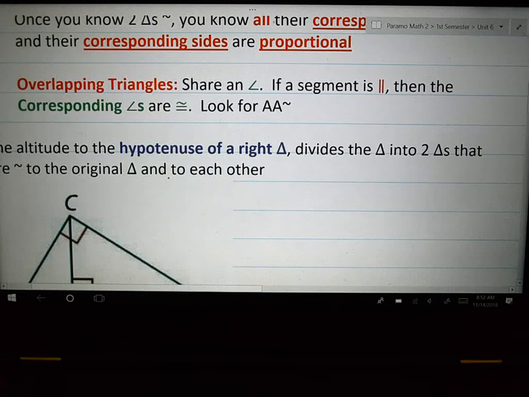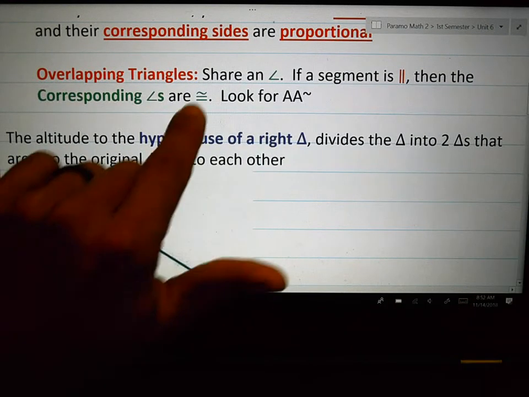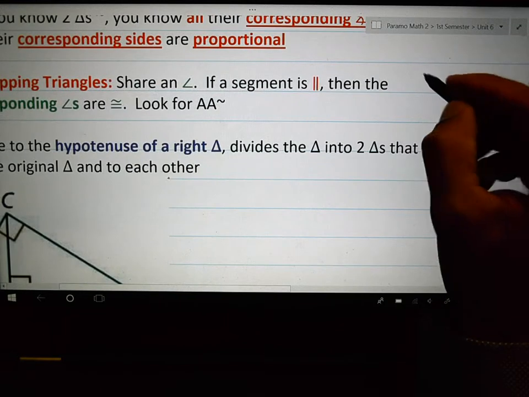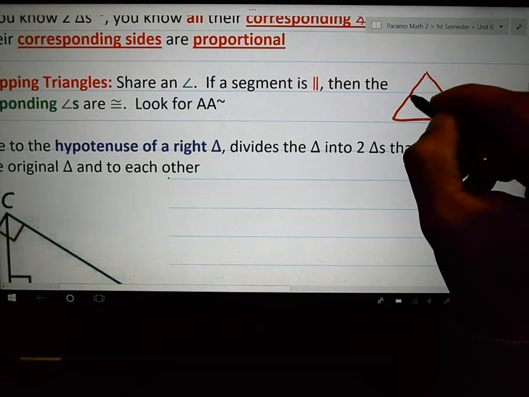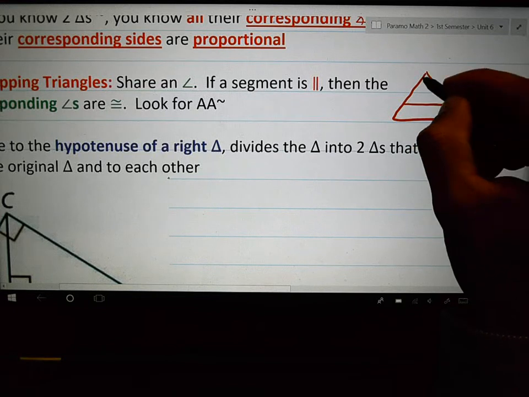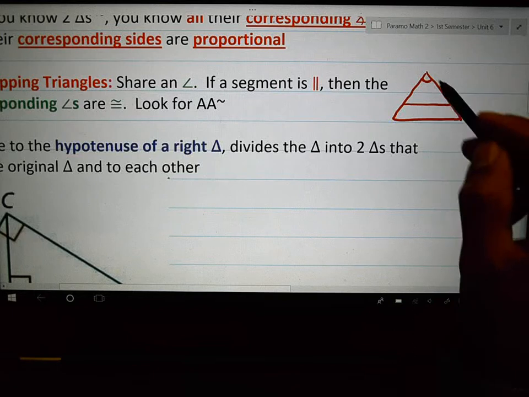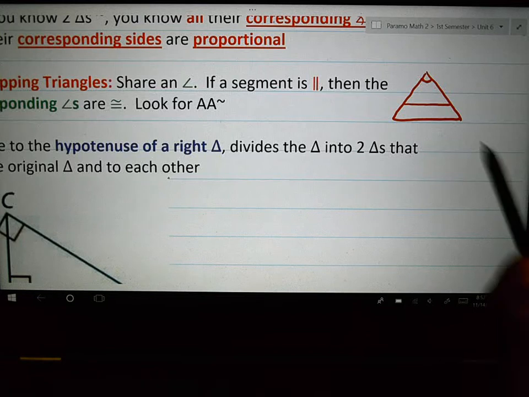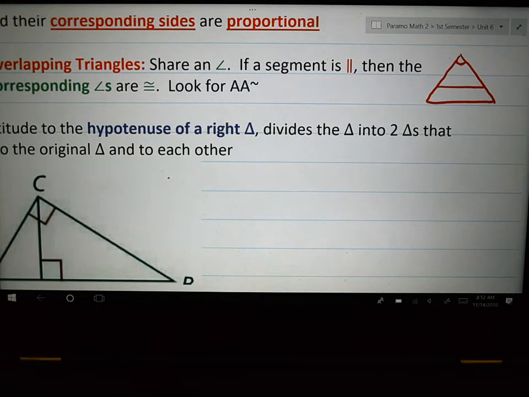In this worksheet, we're going to see a lot of overlapping triangles. If you see an overlapping triangle, they usually share an angle. This is what it looks like. If you ever see anything there, you have a triangle, and let's say another triangle. This triangle's angle, the small triangle, shares the angle with the big triangle. If they ever overlap, look for a shared angle, an angle that's the same in both.